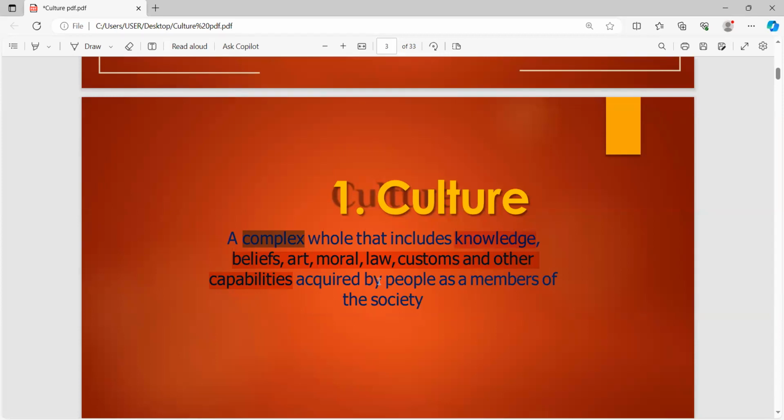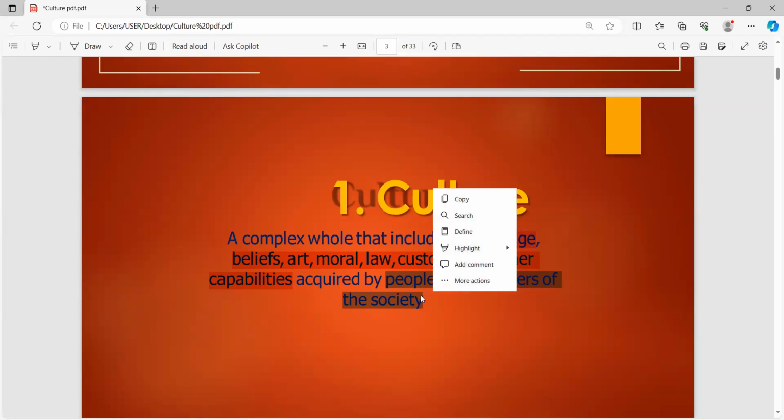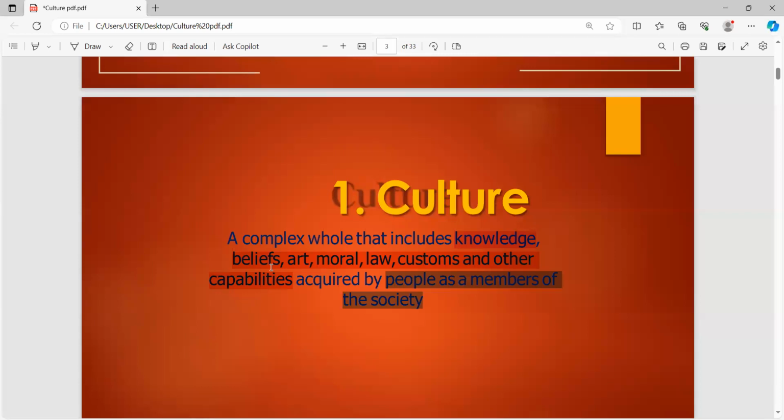And these are already acquired by the people as members of the society. So culture is a combination of these things, already existing in the society, which is already founded by the people. People means the members of the society. They acquired these things with experience, with customs, maybe with their religion, races, or nationality. They already acquired this culture.